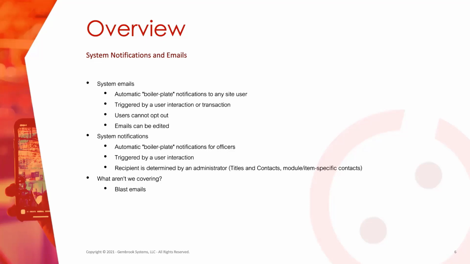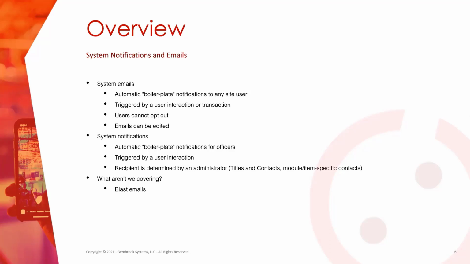When you're configuring events, your event contact might get a system notification when someone registers for the event or when they cancel registration. So those, again, are triggered by a user interaction with your site. All of these system notifications and emails are only sent based on an action.